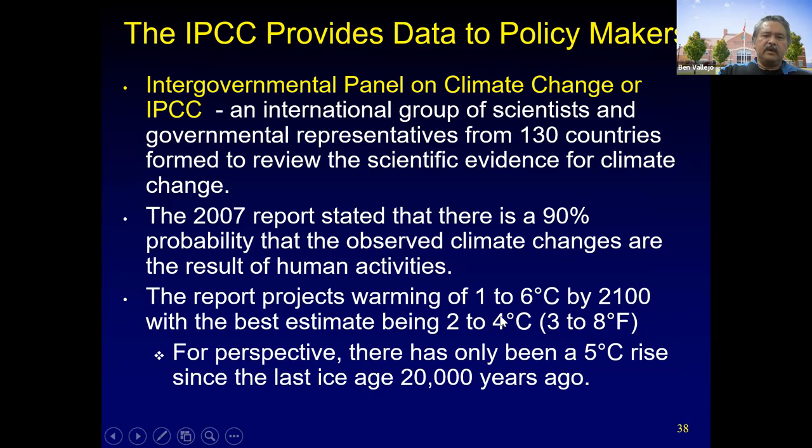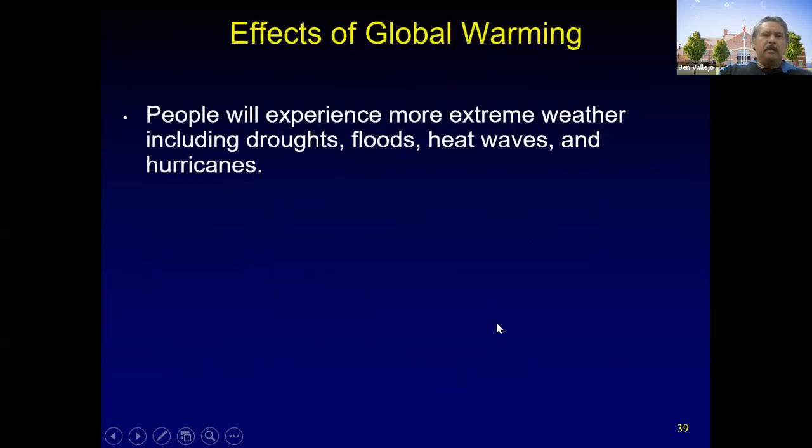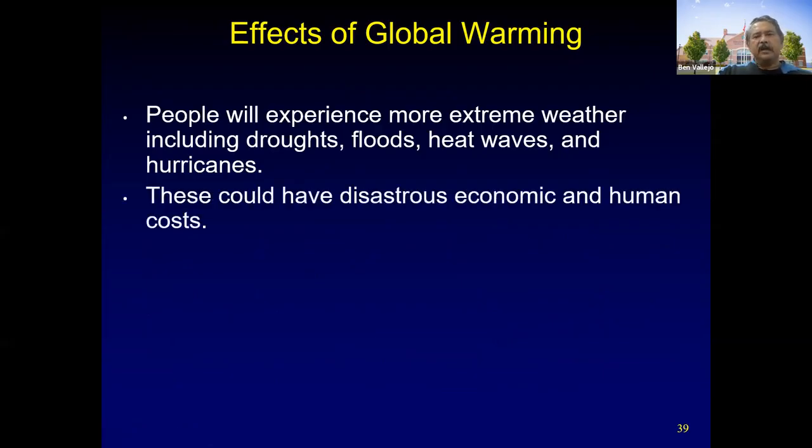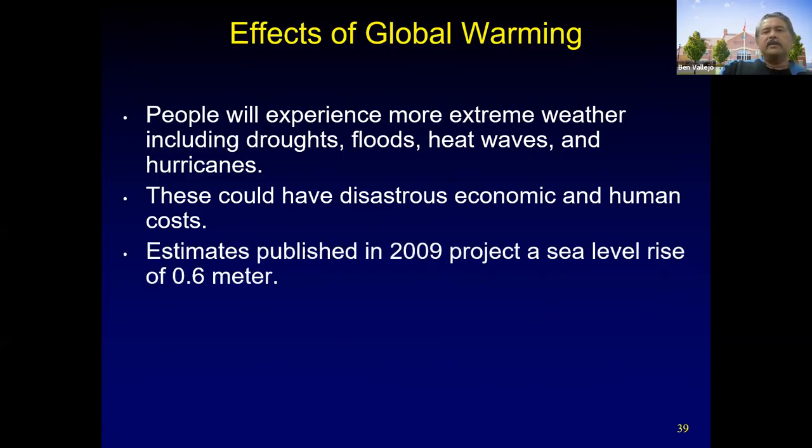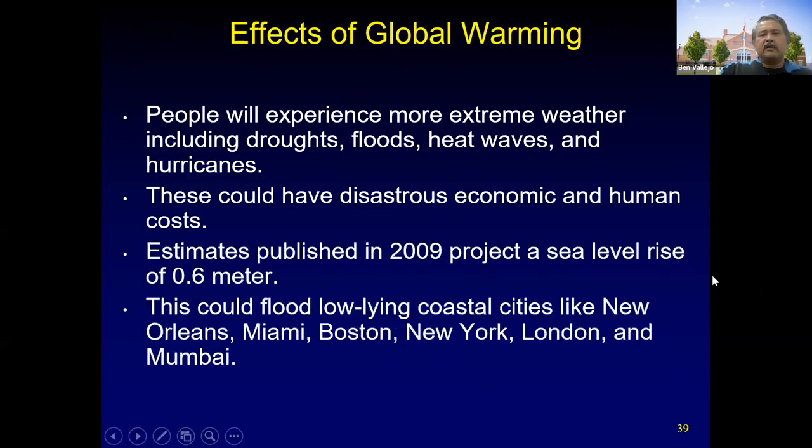Like if it's a 2 to 4 degrees Celsius increase, this is kind of telling. There's been a 5 degrees Celsius rise since the last ice age. So we're going to add another 4 on top of that. That's going to be very warm. Here are the effects: more people with more extreme weather, floods, heat waves, hurricanes. It sounds like Louisiana. These could have disastrous economic and human cost.